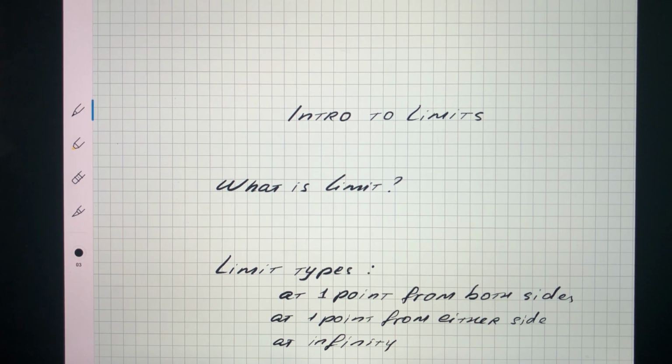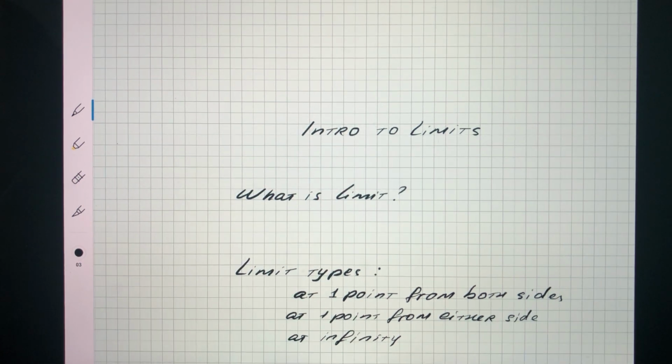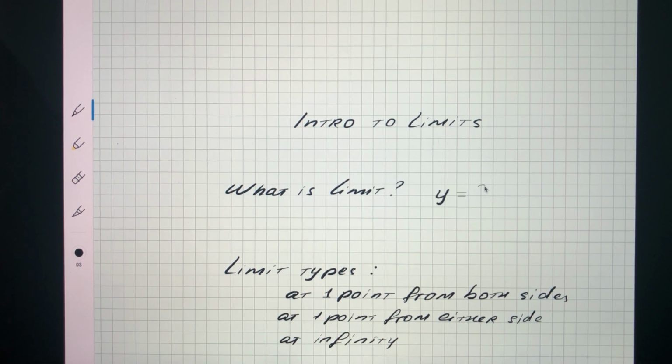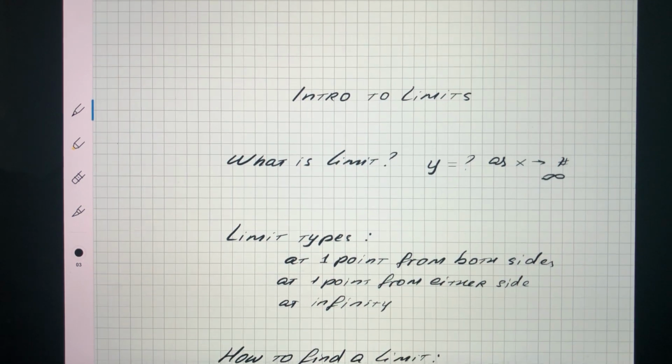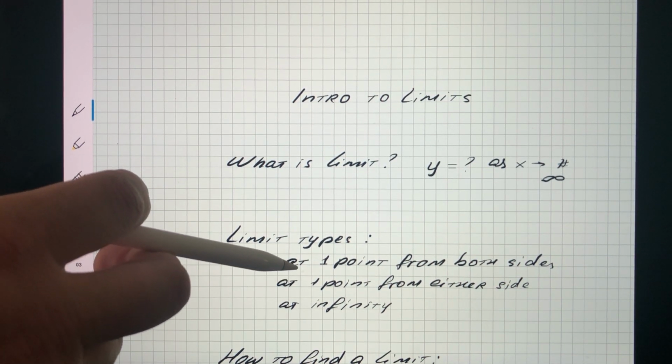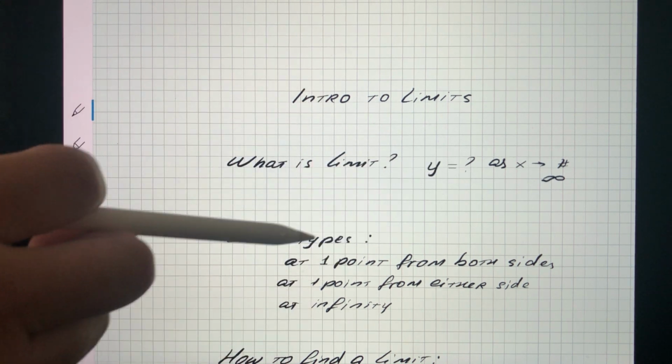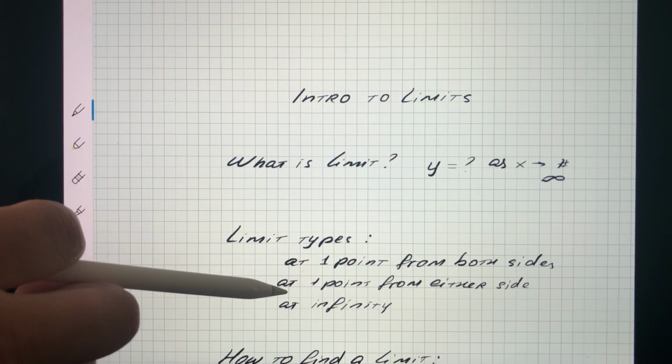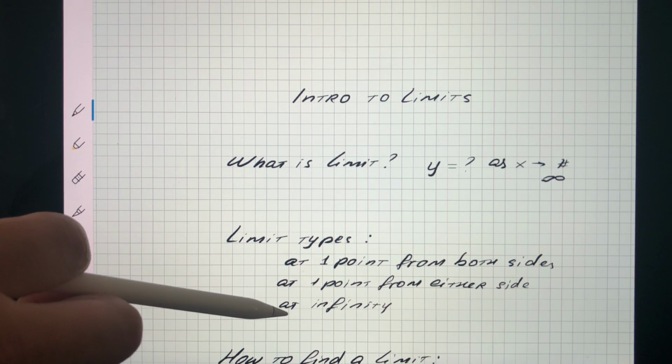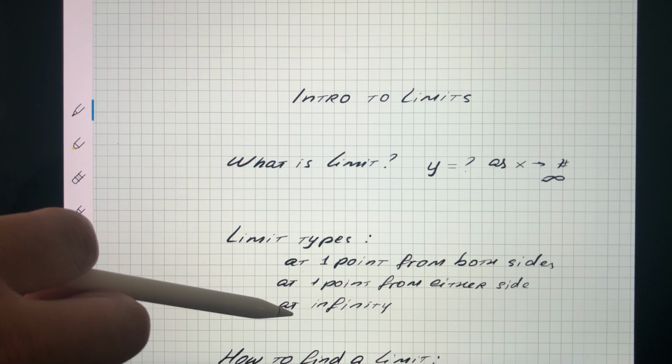In math, the limit is basically what is the y value as x approaches something. And it can approach either a number, which is a point, or it can go to infinity. So there are three types of limits that we'll look at. The limit at one point as x gets to it from both sides, the limit at one point from either side, from the left or from the right, and the limit at infinity as x goes to forever, either to the right side, plus infinity, or to the left side, negative infinity.